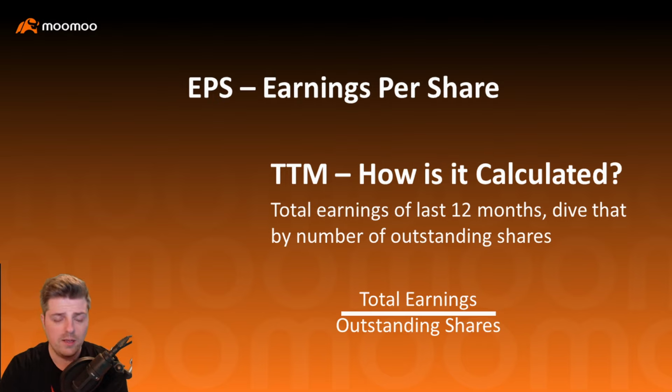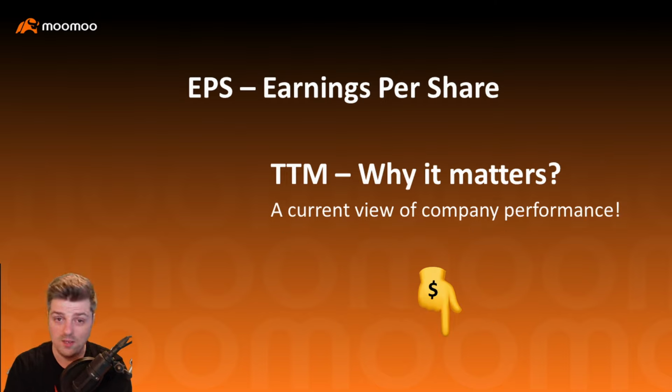And how is it calculated? Well, it takes the total earnings of a company for the last 12 months and divides it by the number of outstanding shares. And why does it matter? Well, it provides a more current view of a company's performance, incorporating the latest data and accounting for any recent changes in the company's financial situation.